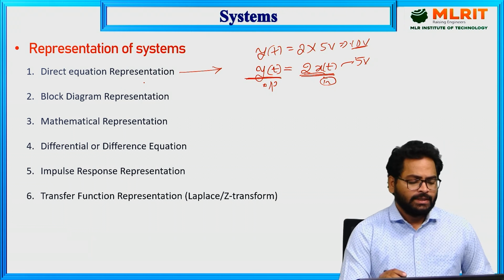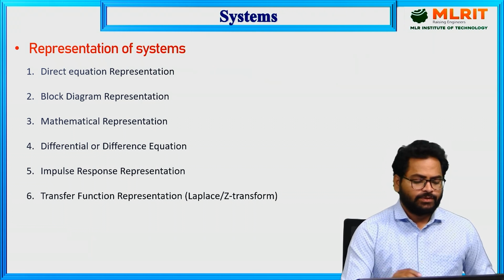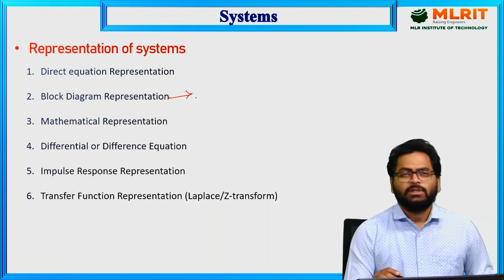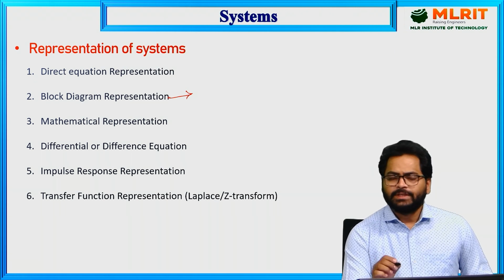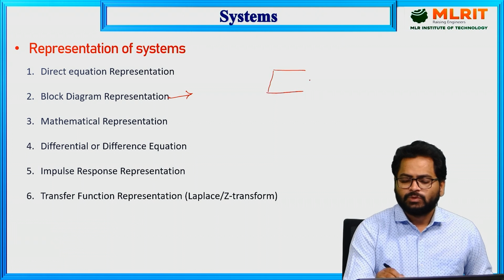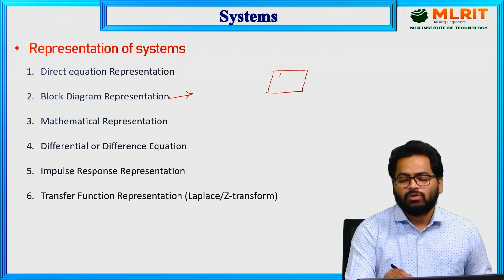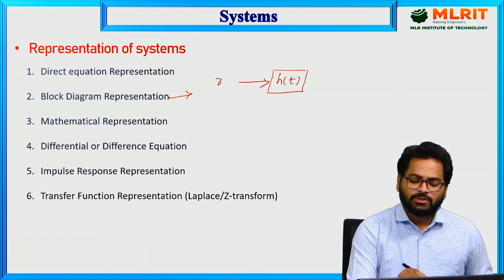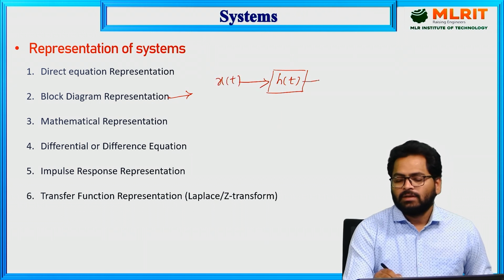This is about the direct detection system. And next one we will come across the block diagram representation. The same system we can represent in terms of block diagram. So block diagram means you are taking one block. This block represents one system. You are calling it H of t, and the input is X of t and Y of t is the output.